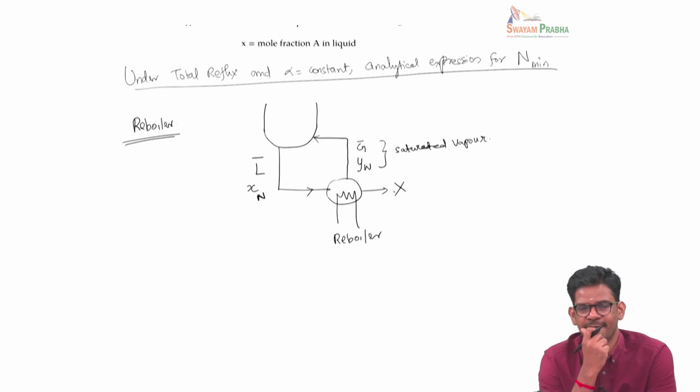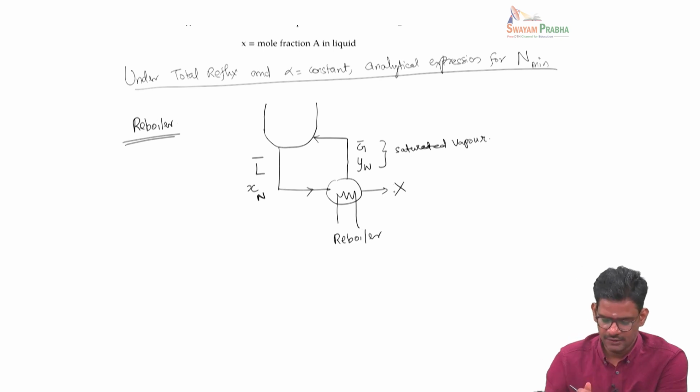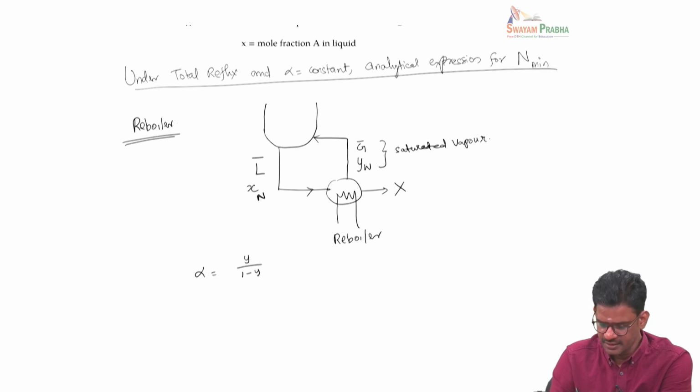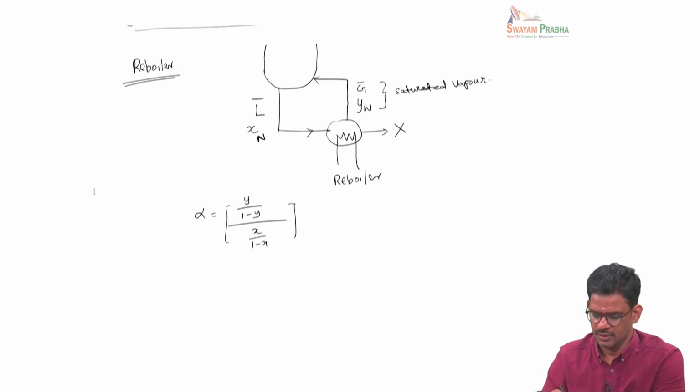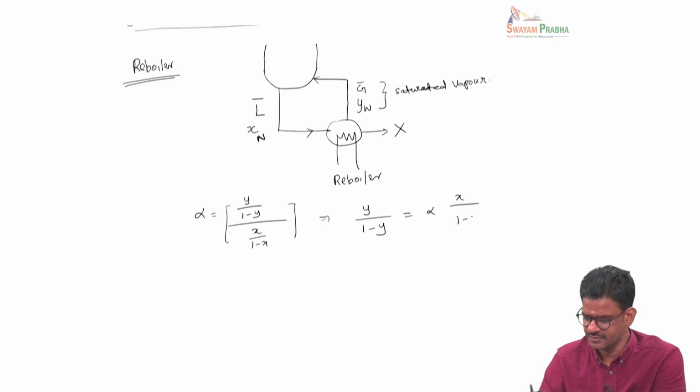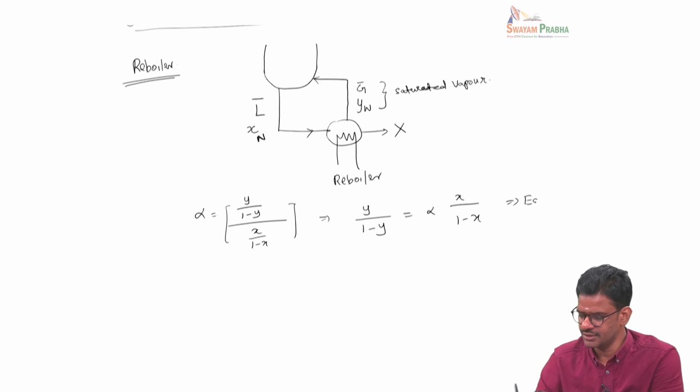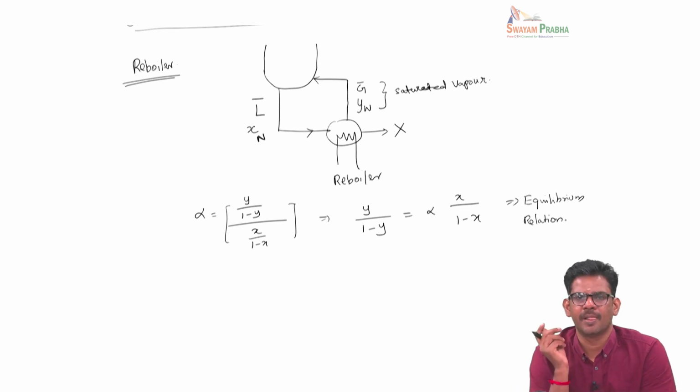Now, since the relative volatility alpha is constant for this system, we can use this definition of alpha, which is y by 1 minus y divided by x by 1 minus x, or in other words, y by 1 minus y is equal to alpha into x by 1 minus x. So this is basically the equilibrium relation for the binary system A and B that we have.